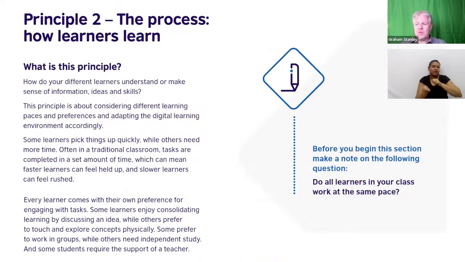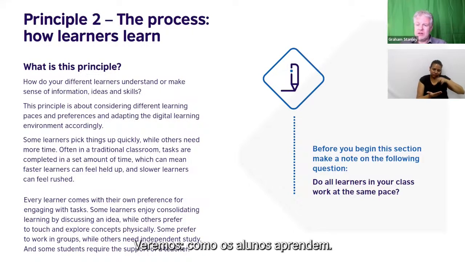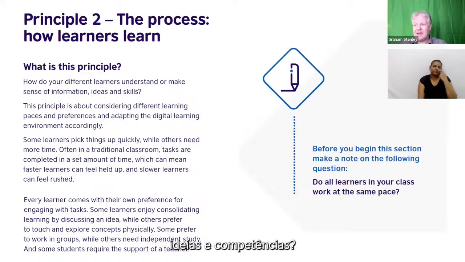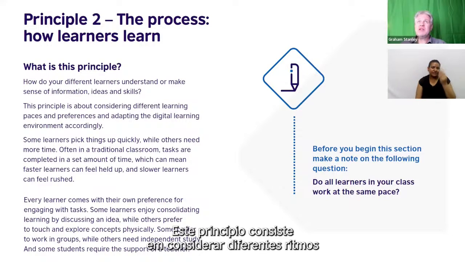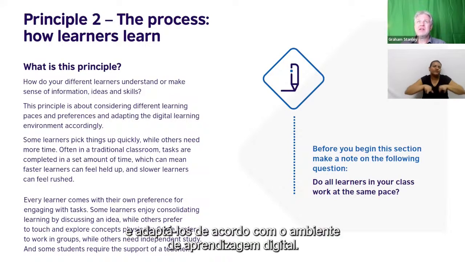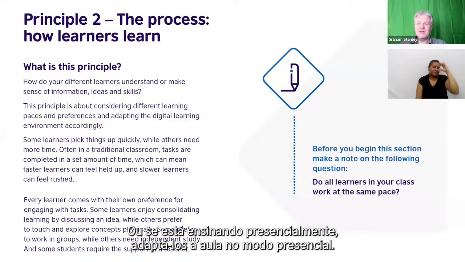Principle 2, let's move on to the process. Let's look at how learners learn. What is this principle? Well, how do your different learners understand or make sense of information, ideas, and skills? This principle is about considering different learning paces and preferences and adapting the digital learning environment accordingly. Or if you're teaching face-to-face, adapting your face-to-face classroom.